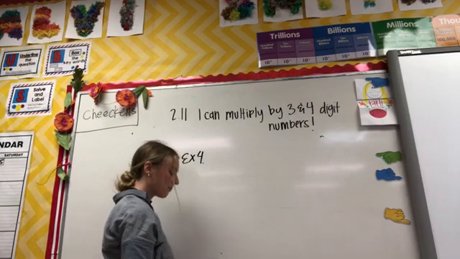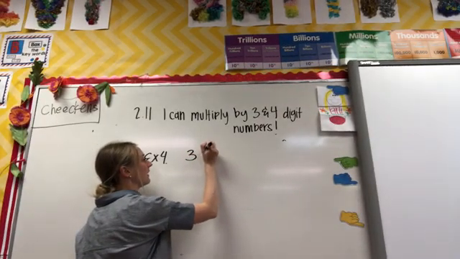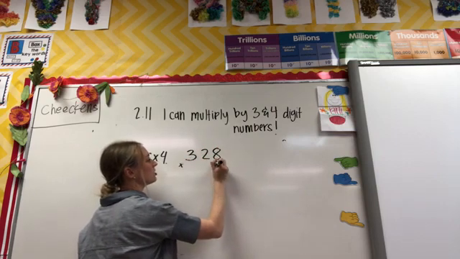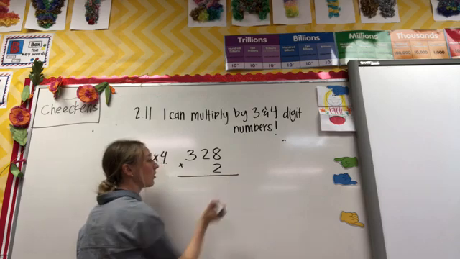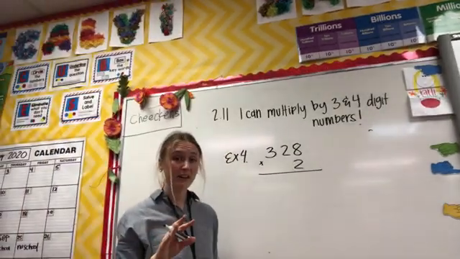All right, let's do a 3-digit. Let's do 328 times 2. Go for it. Pause the problem. I'm going to keep going, but pause right here and try it.